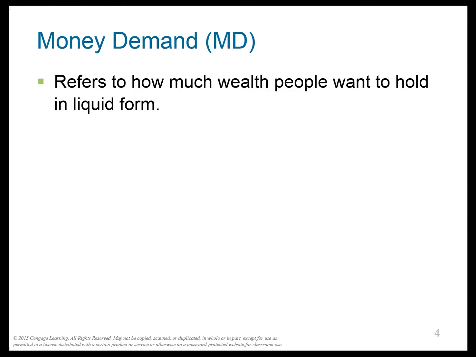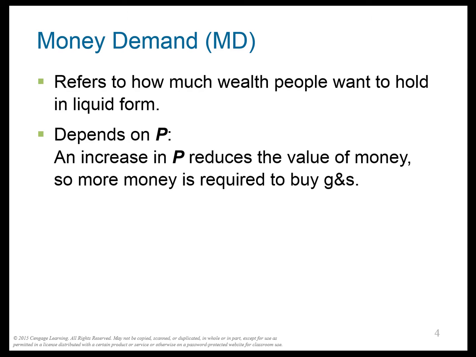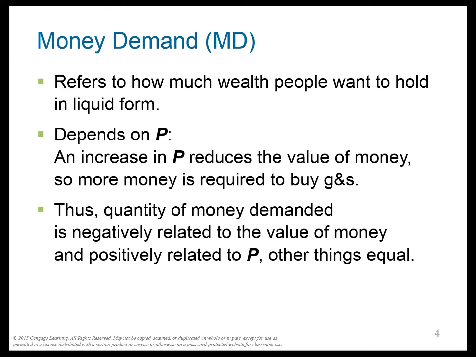Who demands money? Well, it's the people who want to hold onto currency. Remember, liquid things, like cash, that can be easily transferred into a purchase. Right? And so if the price level P is higher, then I need more money to purchase my goods, therefore I want to hold more currency. So the quantity of money demanded is negatively related to the value of money, and it's positively related to P. So as price goes up, the quantity of money demanded also goes up. Let me show you what this looks like.